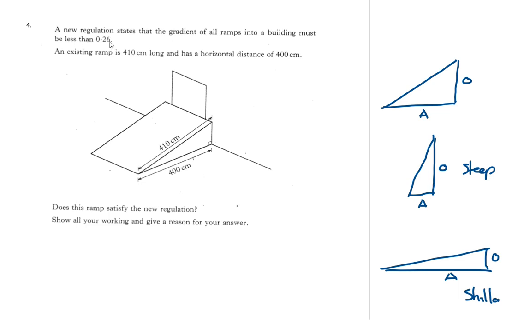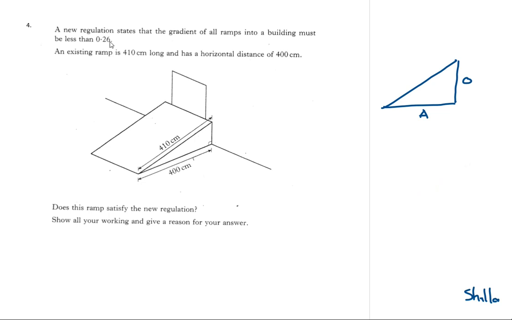Now they've said that the gradient is 0.26. So what does that actually then mean? Well, if you think about it like that, opposite over adjacent is equal to 0.26. They've actually told us that opposite over adjacent is equal to 0.26. So we could say, well, tan of this angle is equal to 0.26. So actually that can help us out a little bit.